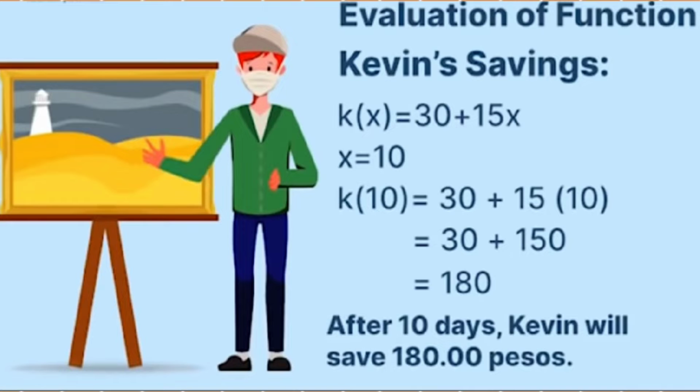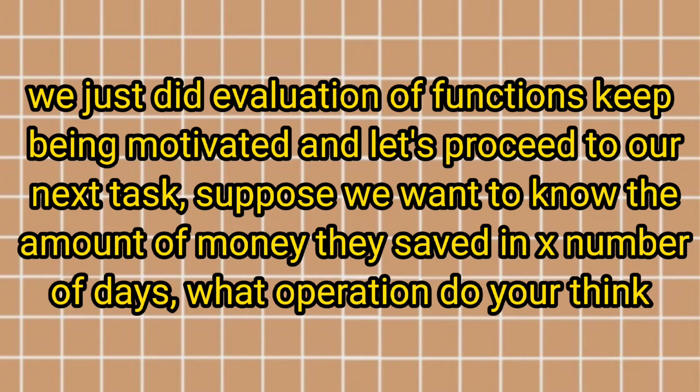In the order of operations, we take 15 times 10 first, and that is 150. Then we add 30 and 150, which is equal to 180. Now 180 is our output, and we say that after 10 days, Kevin will save 180 pesos. We just did evaluation of functions. Keep being motivated, and let's proceed to our next task.